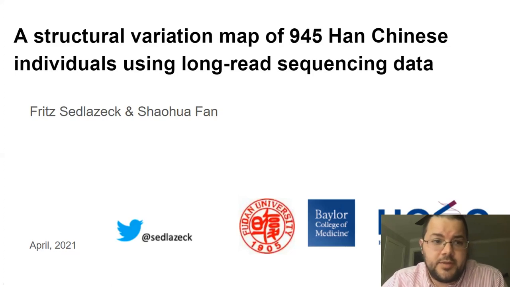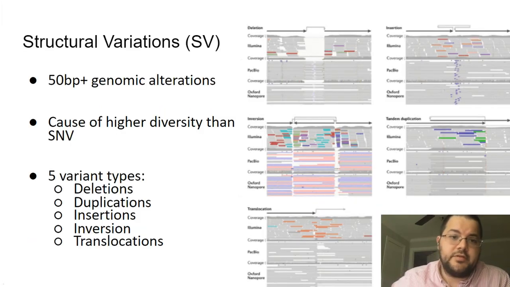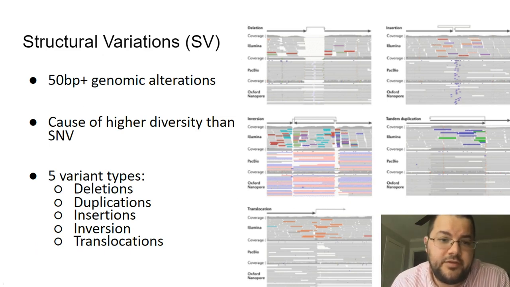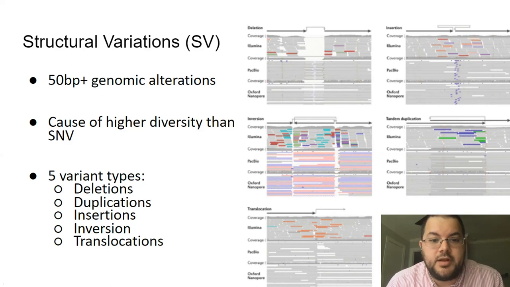So why do we care about structural variants, or what are structural variants? Structural variants are often loosely defined as 50 base pair genomic alterations that can be clustered or have different types: deletions, duplications, insertions, inversions, and translocations. These usually cause a higher diversity in terms of base pairs than SNPs, while they remain in lower numbers than SNPs on their own when compared between two different genomes.